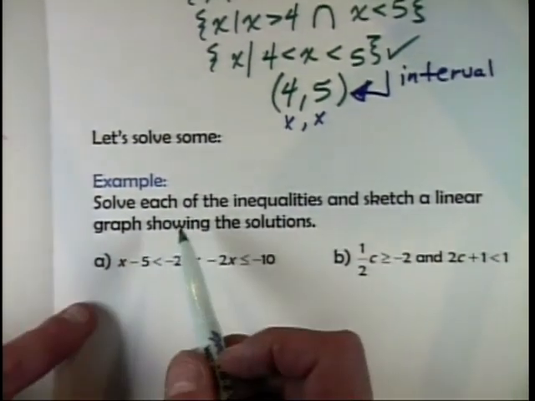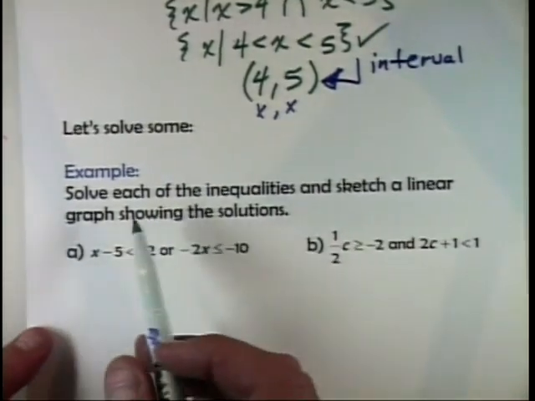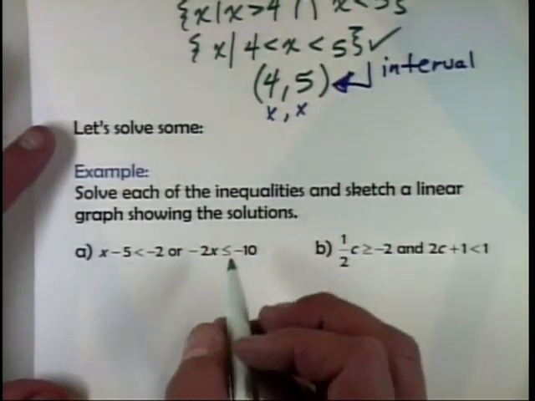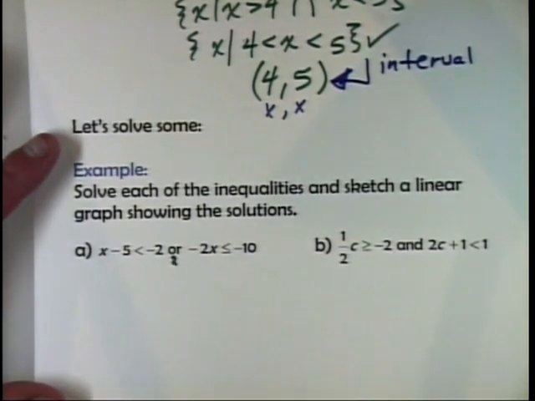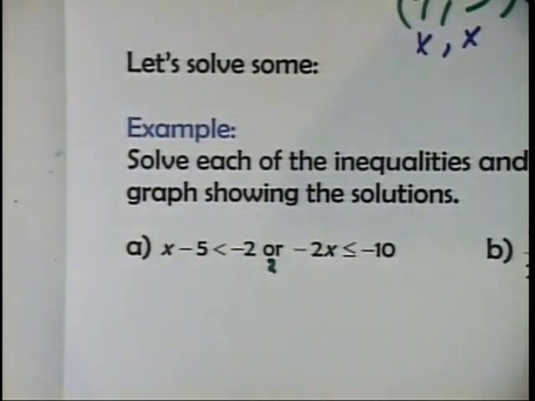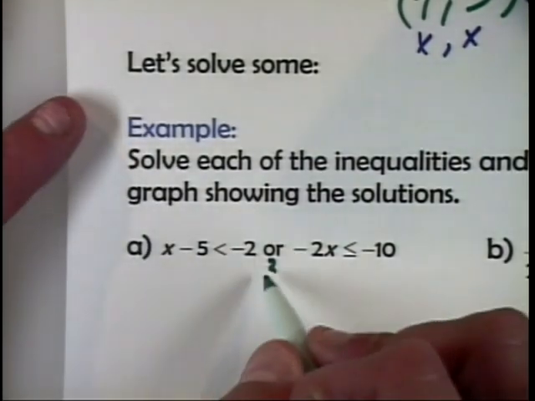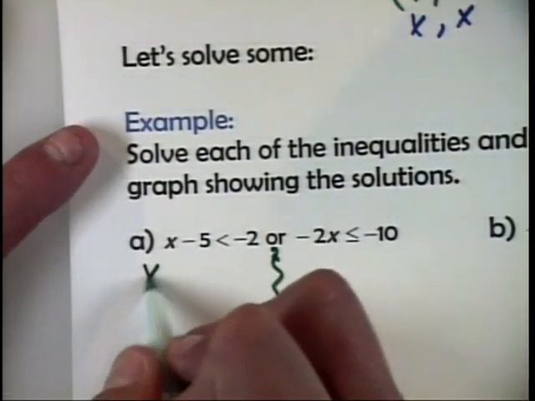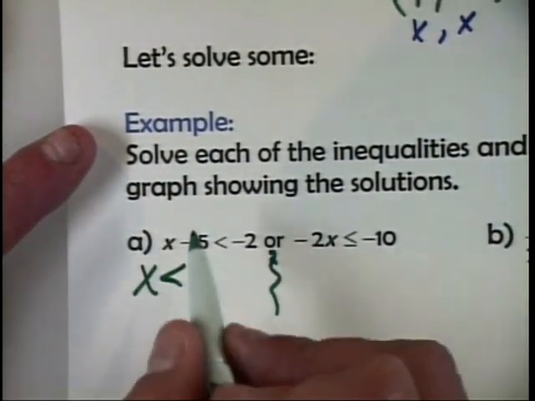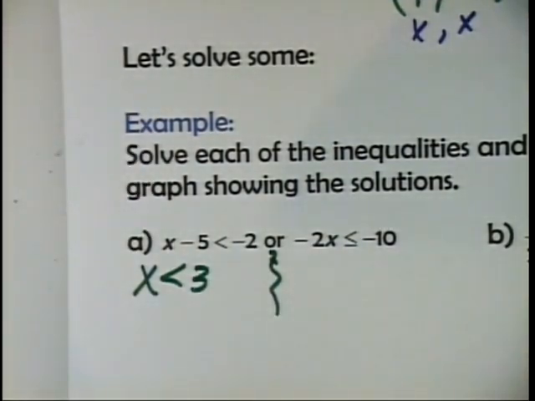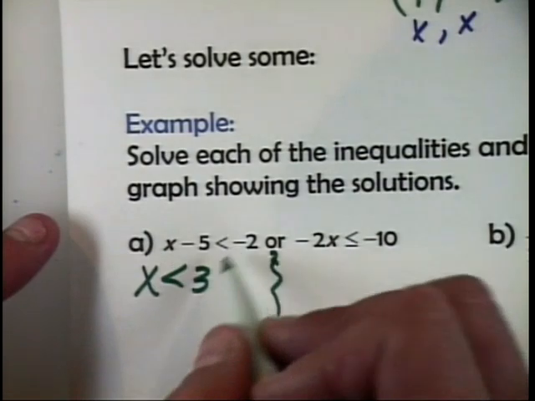Okay, let's try to solve some of these. Here's the first example. We want to solve each of the inequalities, and then we want to sketch a linear graph that shows the solutions. So we're kind of going backwards here. Well, this is an OR case, I can tell, because it has the word OR, and I want to solve these algebraically. So our goal is to isolate x, just like we did with an equation. I'm going to work these as two separate equations. So over here, if I add 5 to both sides, the inequality is less than. This becomes a positive 5 minus 2 is 3. So I get x is less than 3, and that side is done.